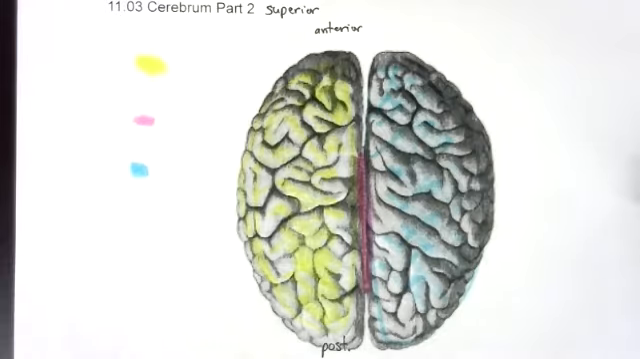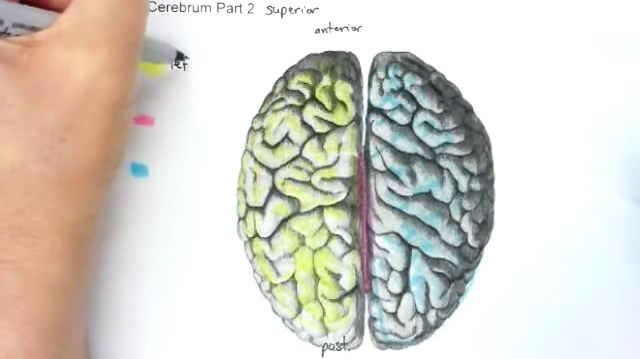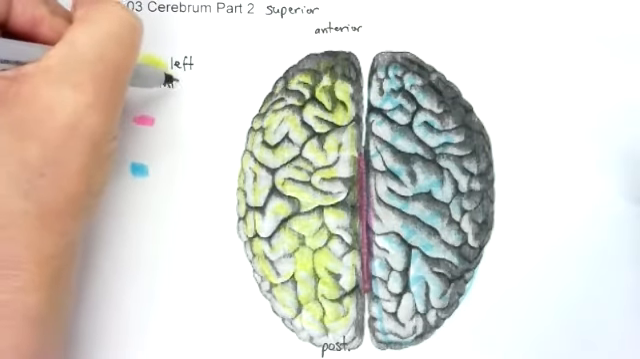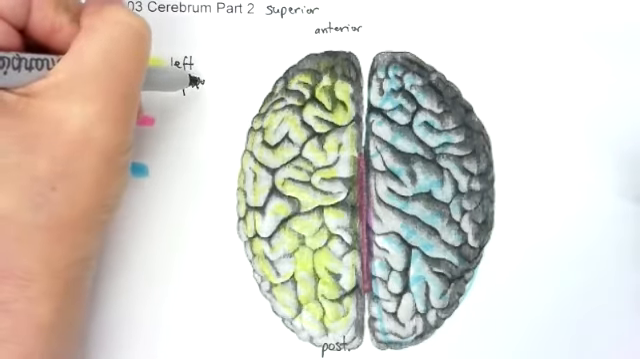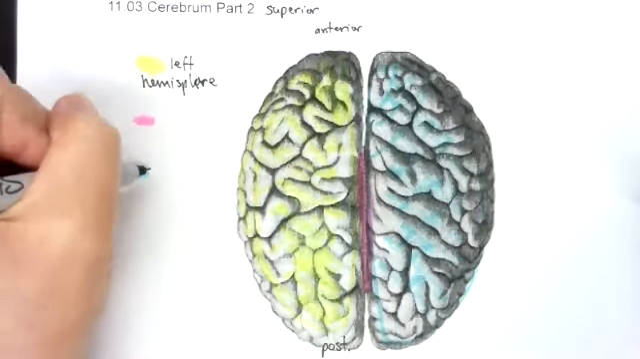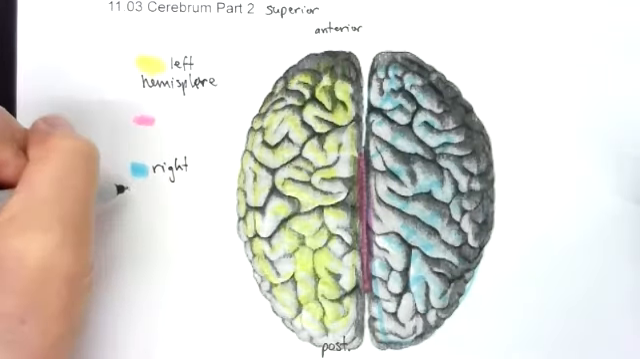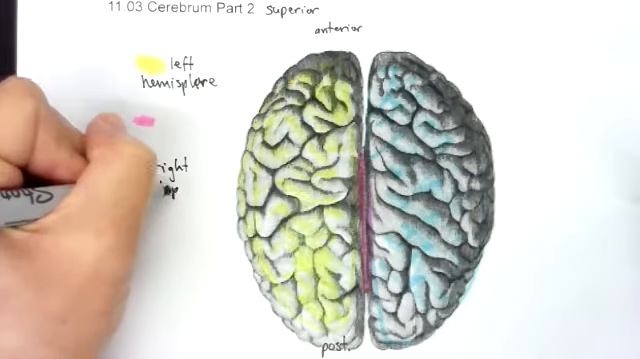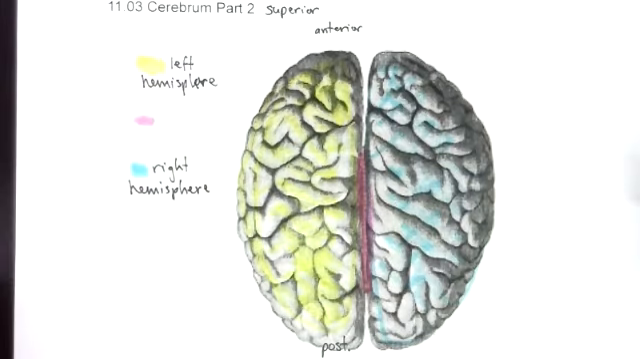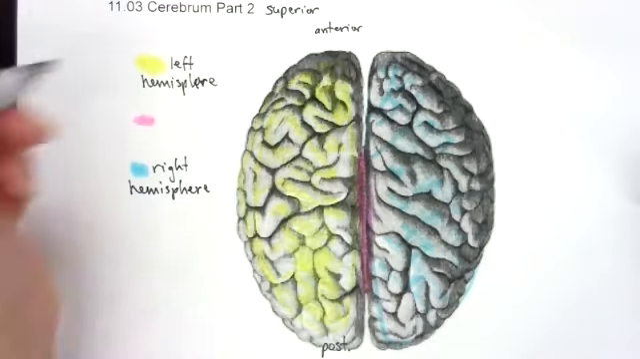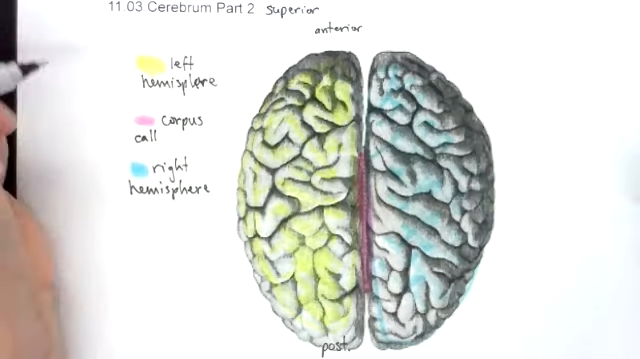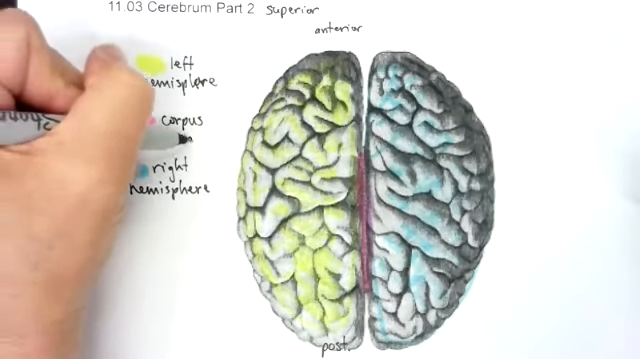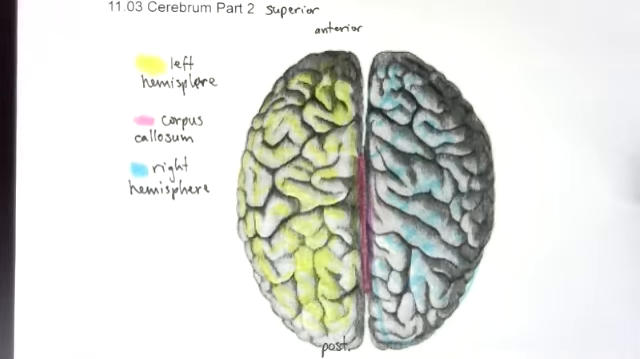So here I have in yellow the left hemisphere. H-E-M-I-S-P-H-E-R-E. And in blue, I have the right hemisphere. And in pink, I have a structure that connects the left and right. It's called the corpus callosum, and we'll talk about that here in a second. C-A-L-L-O-S-U-M. It's interesting. Let's talk about our hemispheres first.